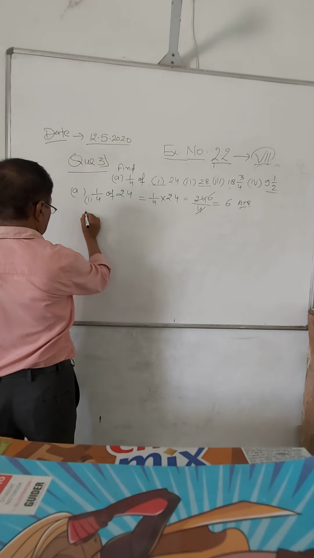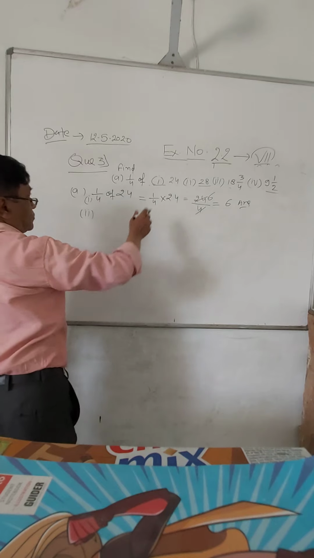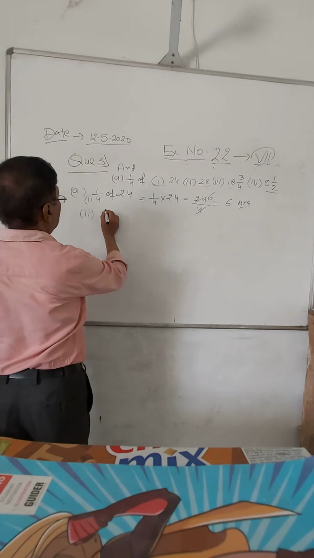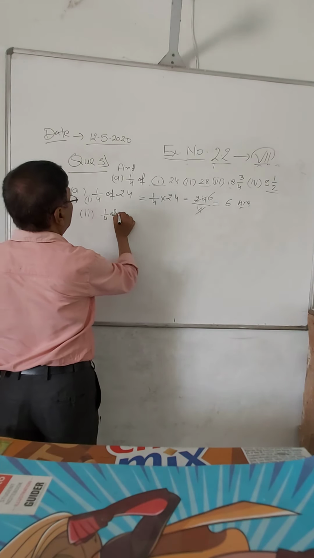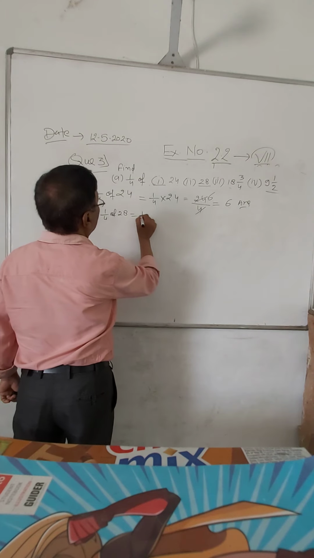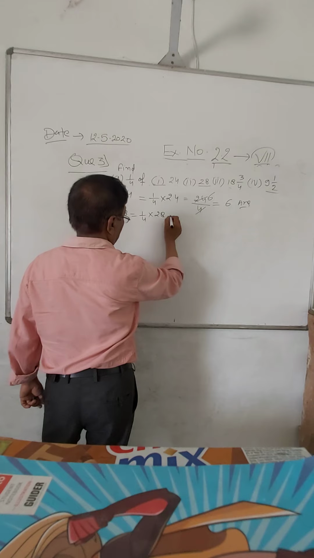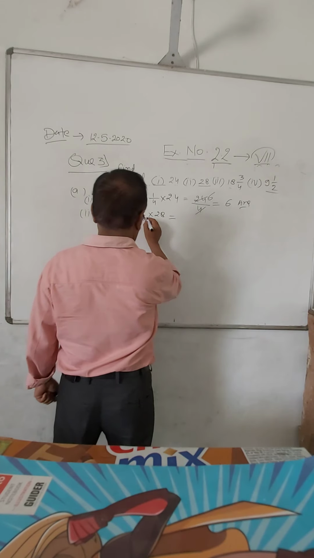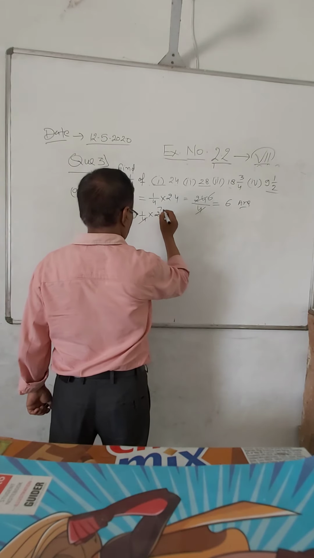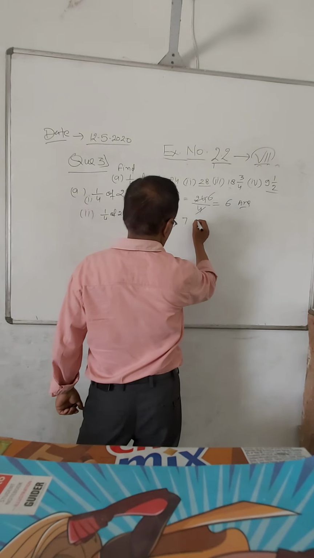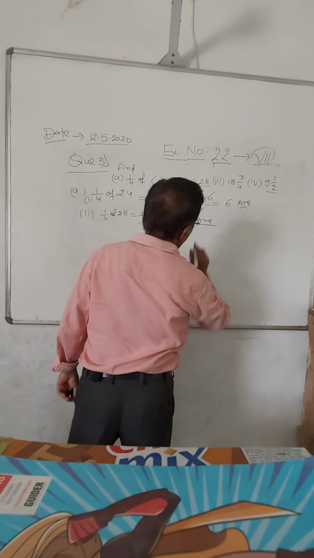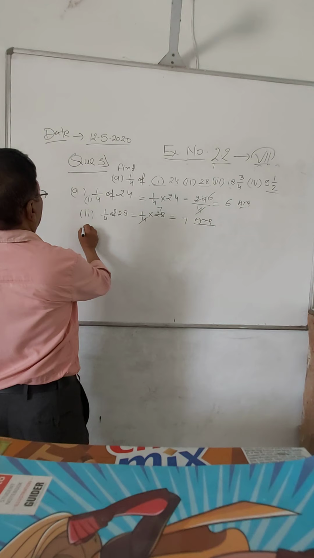Second, 1/4 of 28. This is equal to 1/4 into 28. This is equal to 4 sevens are 28, 7. This is the answer.